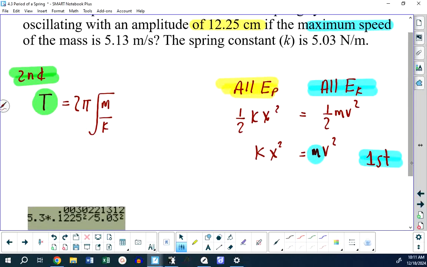So k, 5.03, times the maximum displacement squared equals m, which we don't know, times the maximum speed squared. And you know, physics isn't for everybody, but ultimately you need to use math and you need to use physics. The physics is done here. It's just a matter now of putting the numbers into the formulas. The physics is setting up how to solve the problem. The math is getting the answer to the question.